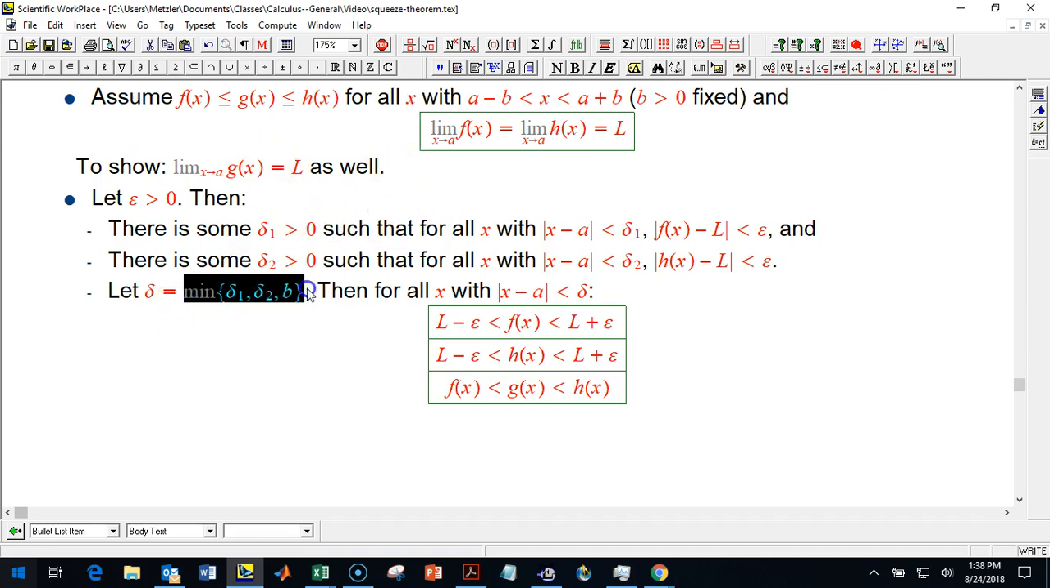So in other words, let's just take the minimum of those three things. Minimum of 3 positive numbers, still a positive number. Pretty basic. Okay, so when x is delta close to a, then we can say that this statement is true.